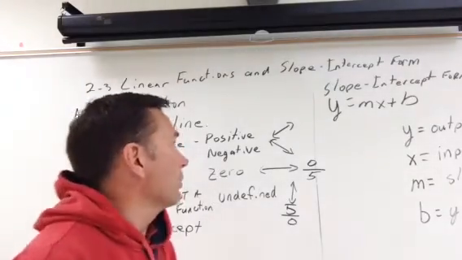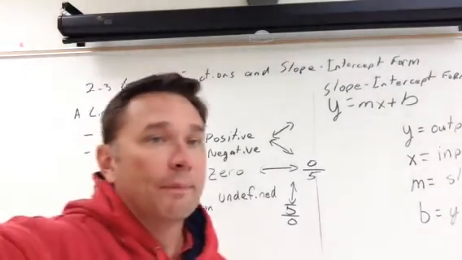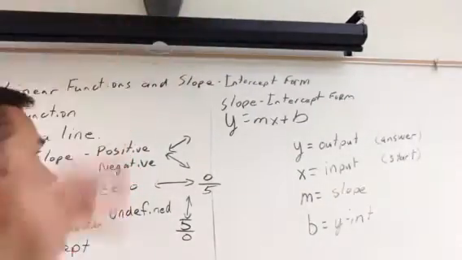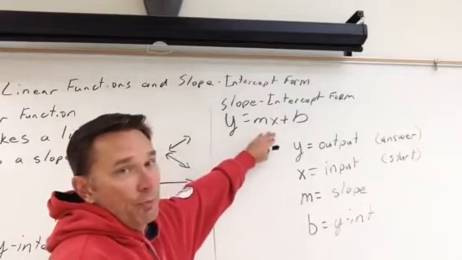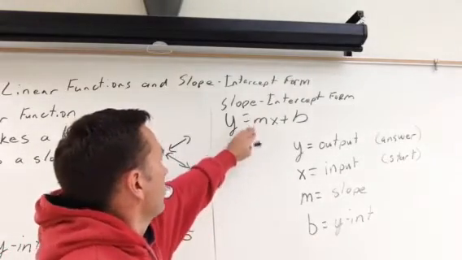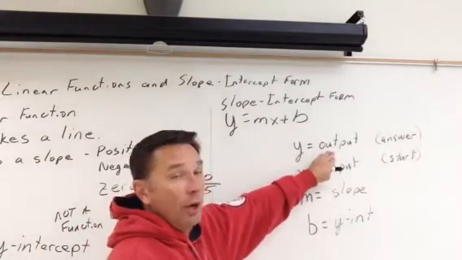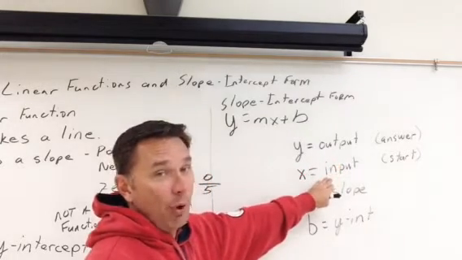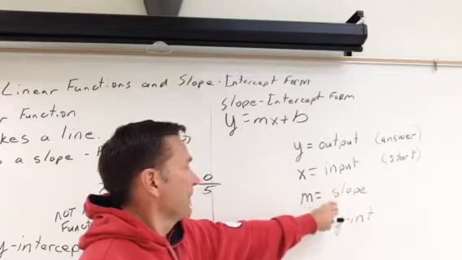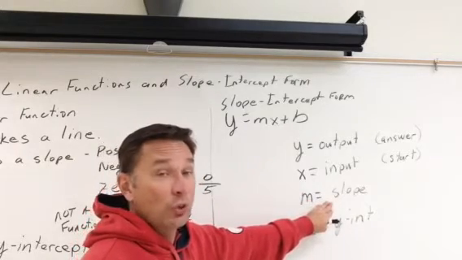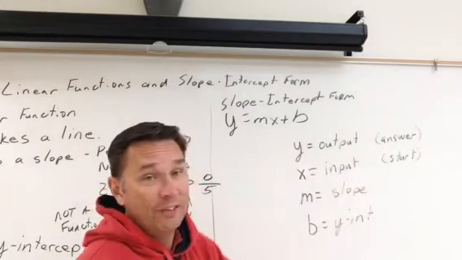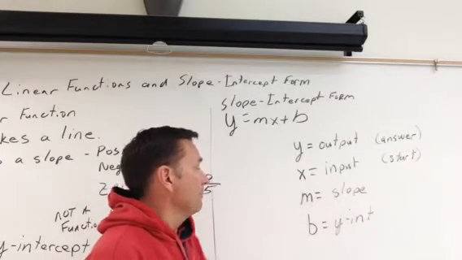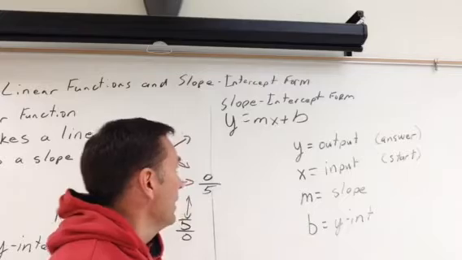Now when we talk about slope-intercept form, it's made up of this equation. Y equals mx plus b. The y stands for the output, or the answer, what we're eventually going to get. The x is the input. This is what we start with. The m stands for our slope. This is going to tell you how much it rises or falls and how much of a run we have. And then our y-intercept is our b value.